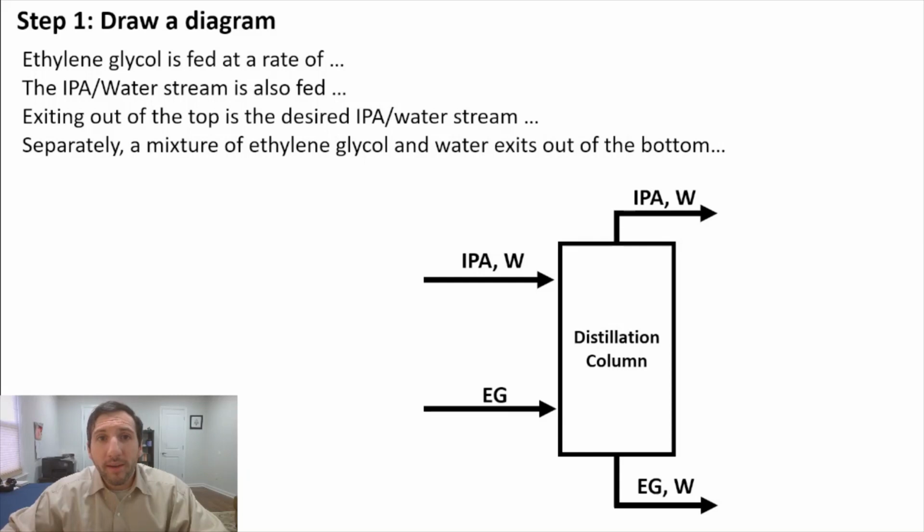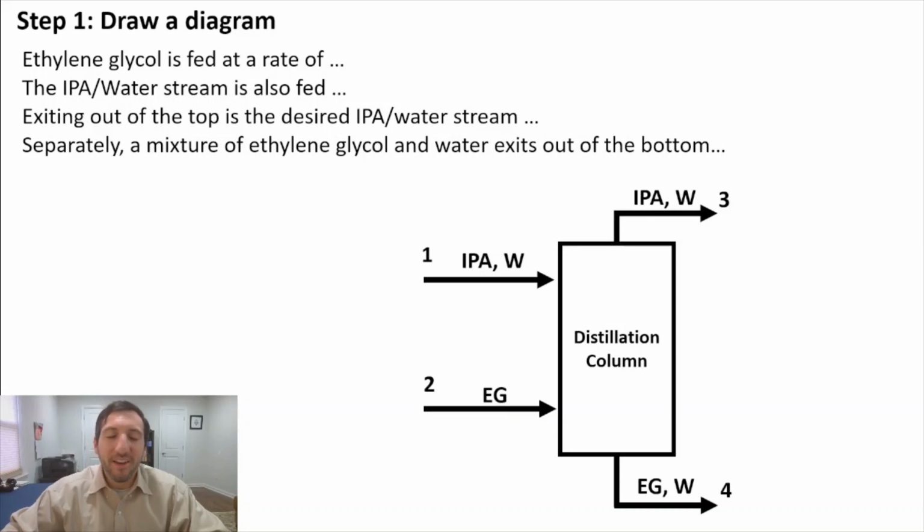And that's really great because now the next piece of information is we're first going to number our streams. So we're going to start from the left. We're going to focus on the inlet stream. We got 1 for the IPA water stream coming in, 2 for the ethylene glycol stream coming in, 3 for the IPA water stream coming out, and 4 for the ethylene glycol water stream coming out.